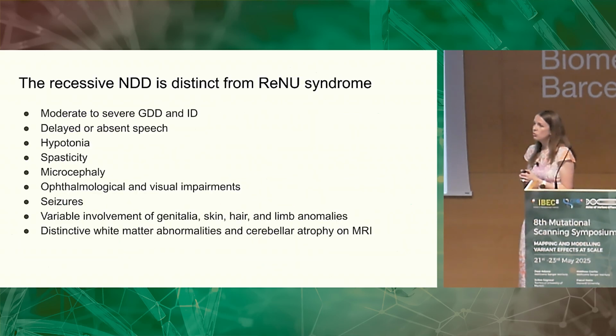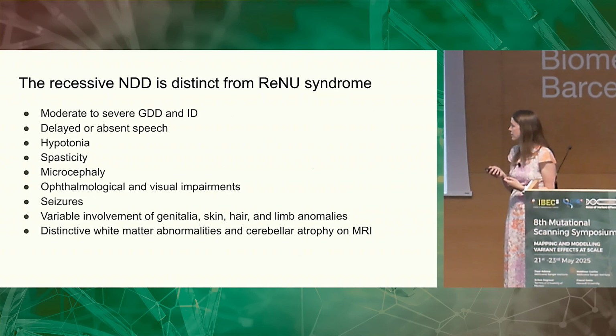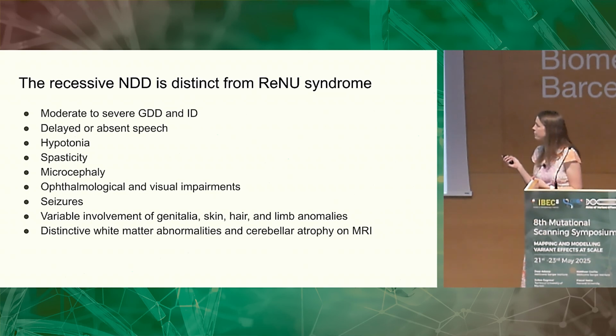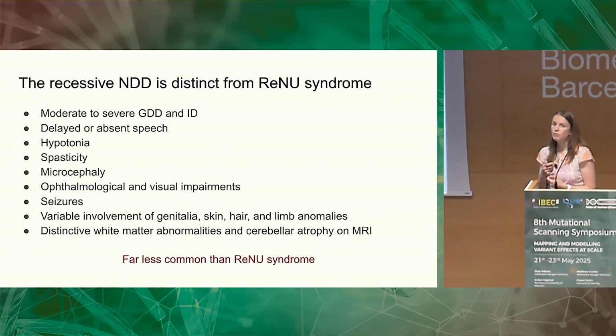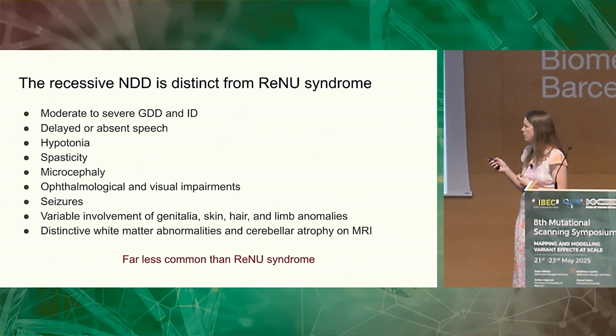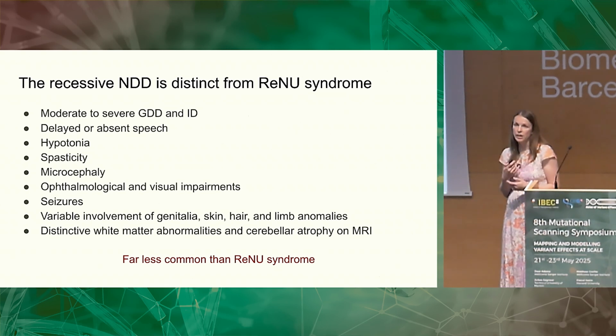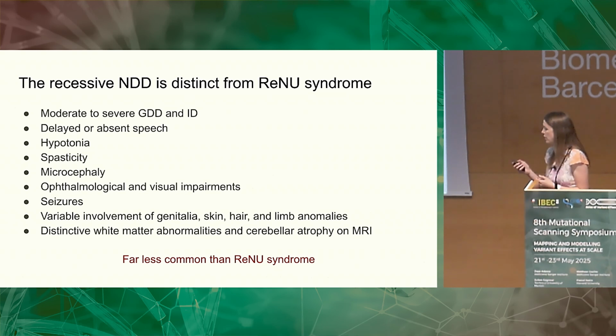So we also think that this recessive NDD, although it shares a lot of overlap in being a moderate to severe neurodevelopmental disorder with delayed or absent speech, also has some key differences. These are towards the bottom here: there is involvement of genitalia and skin and hair abnormalities that we don't often see in Renew syndrome, and also some distinctive white matter abnormalities on MRI. I should also say it's far, far less common than Renew syndrome, with the majority of individuals that we identified being from consanguineous families with related parents.